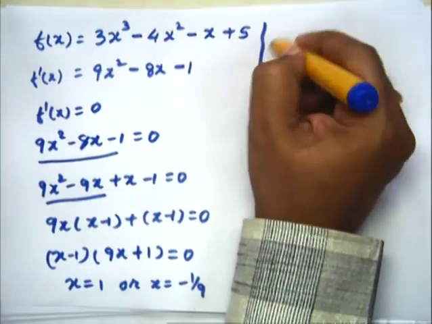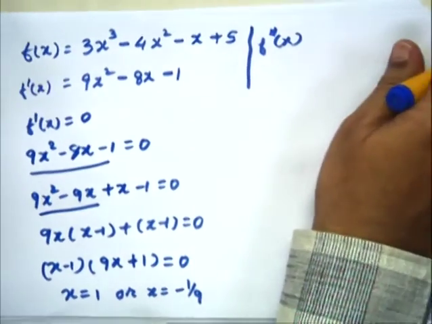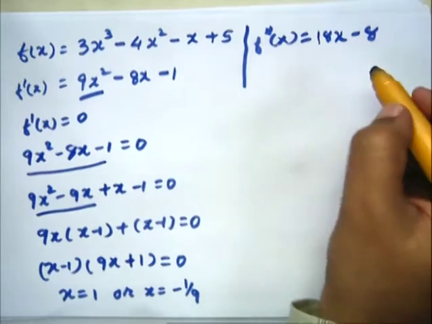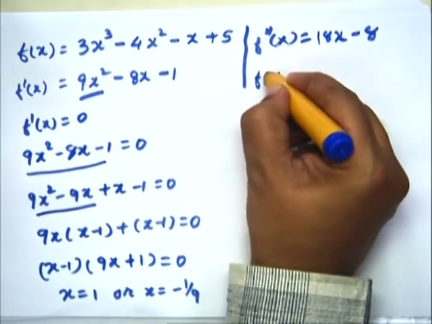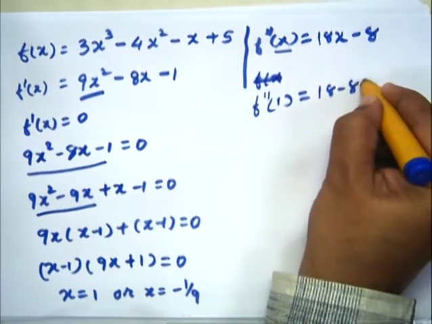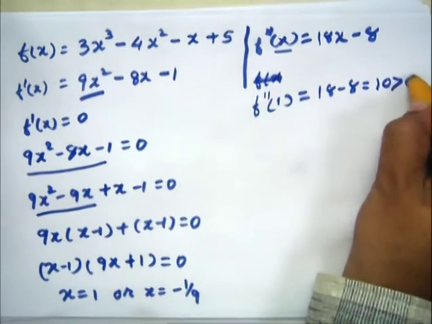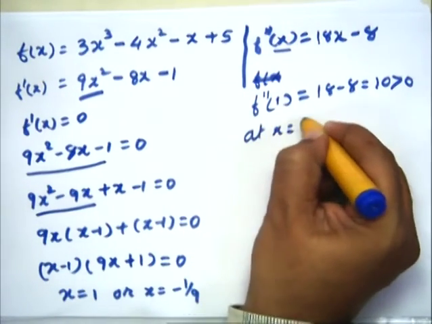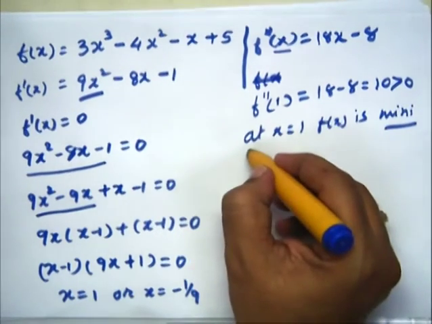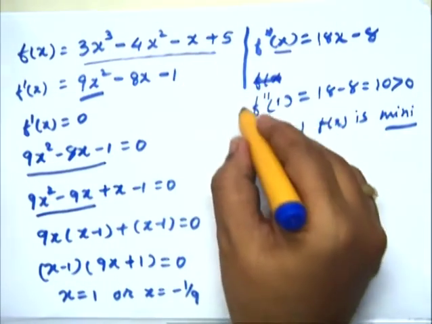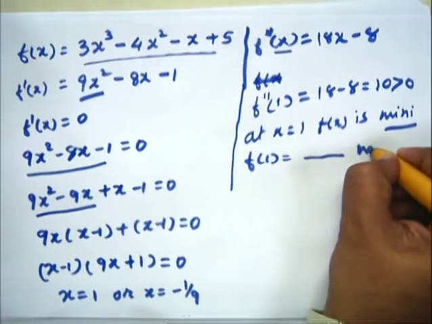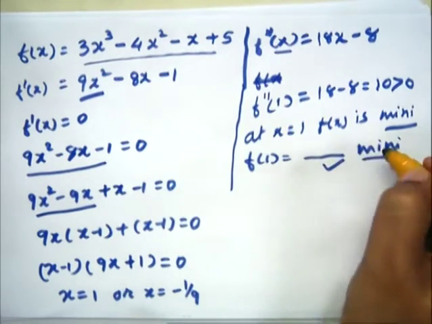Now if we find f double dash x, here we get derivative of 9x square is 18x minus 8. Now if we put x is equal to 1 in f double dash x, we have 18 minus 8 is 10, which is greater than 0. So we can say at x is equal to 1, f(x) is minimum. And the minimum value can be obtained if we put x is equal to 1 here. So f of 1 is equal to whatever we get is a minimum value. I leave this for you for practice.